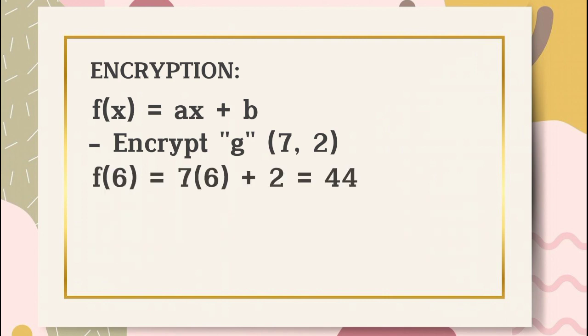So I'm going to use my function f of 6 equals alpha, 7, times 6 plus beta, which is 2. And that equals 44. Now normally what we would do is we would take this 44. You may notice 44 is not an option. It only goes up to 25 here. So what we have to do is we have to use modulus. We're using modulus of 26 now. 44 minus 26 equals 18. 18 is S. So we can say that G, when it gets encrypted, goes to S.